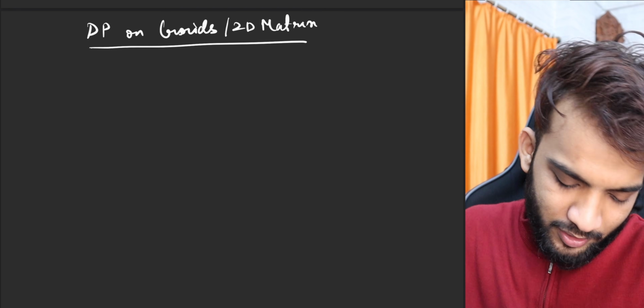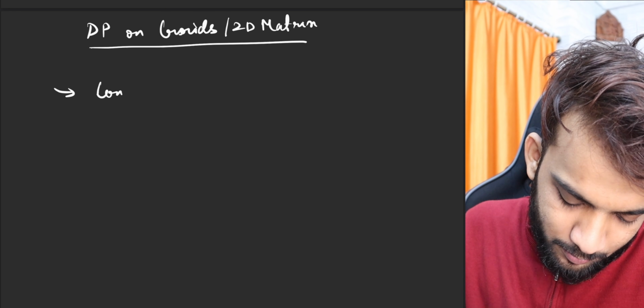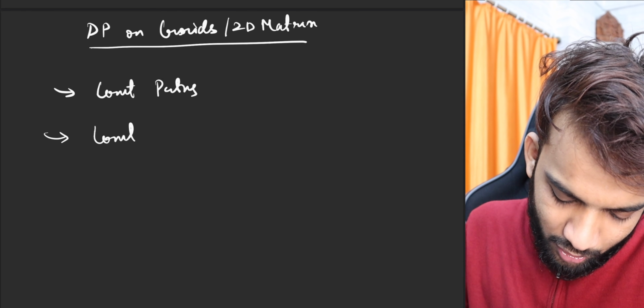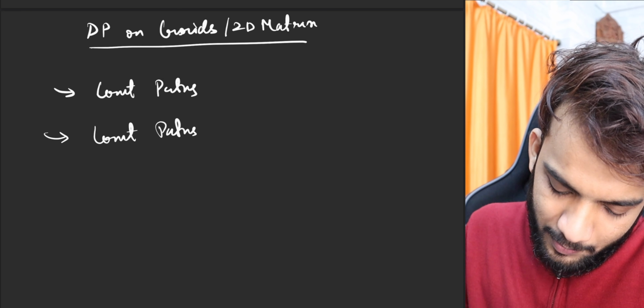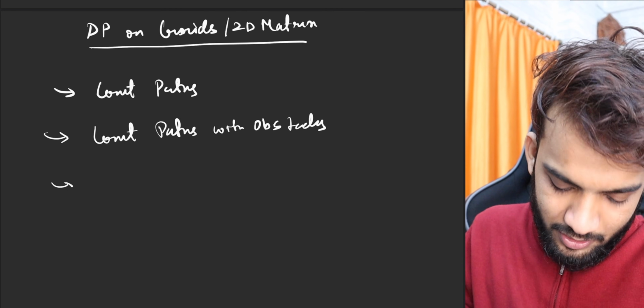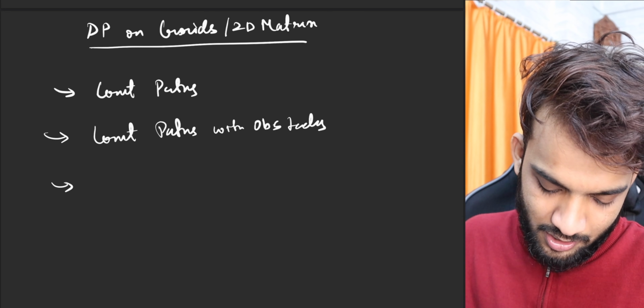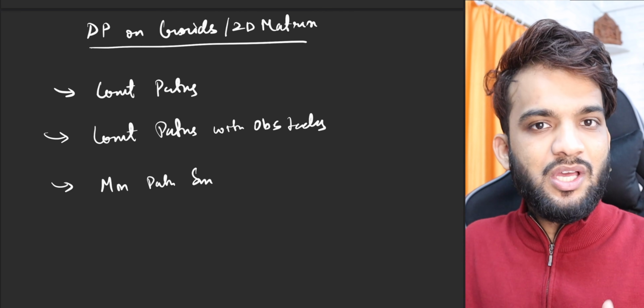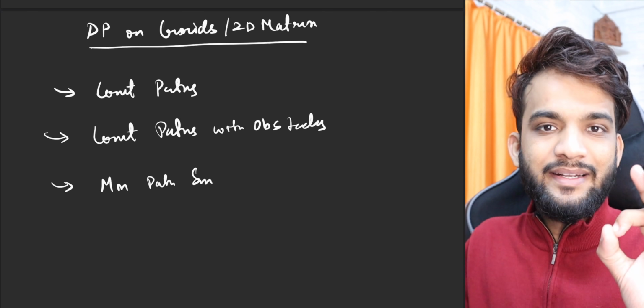To start off, we will be solving problems on how to count paths. Then we will be solving the problem of how to count paths with obstacles. Then obviously we will be doing minimum path sum. Now these questions are all asked in big tech giants.